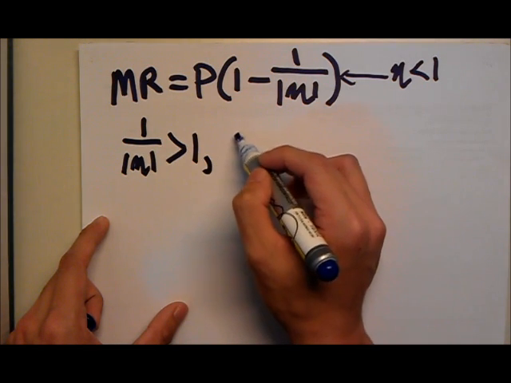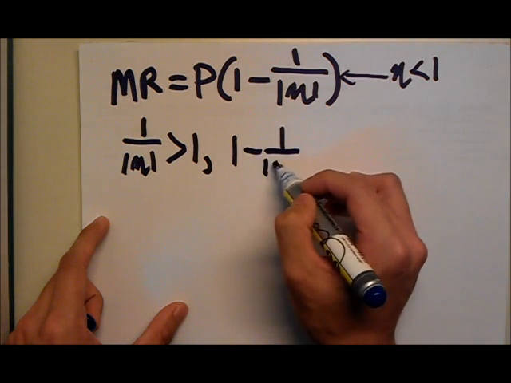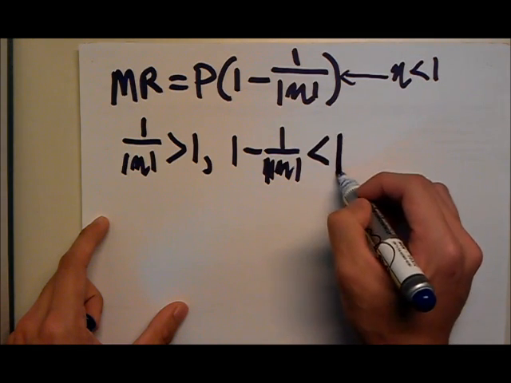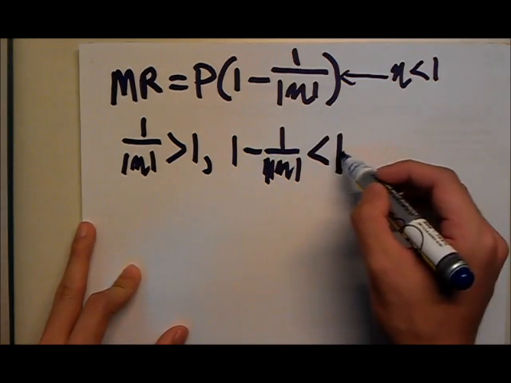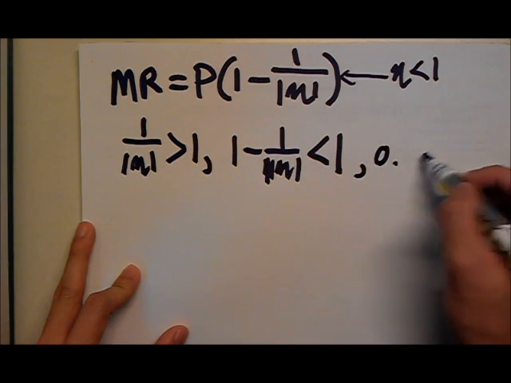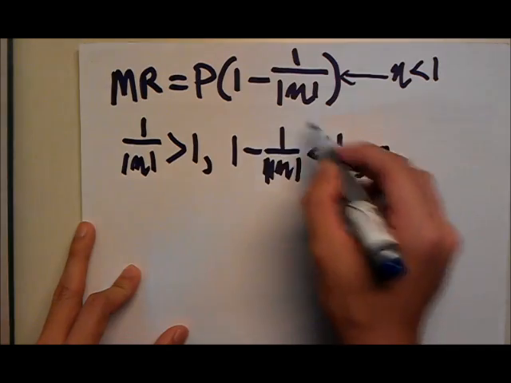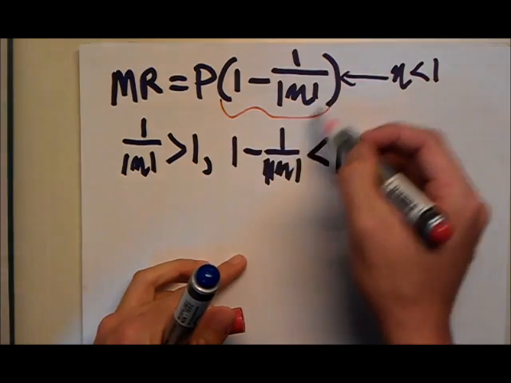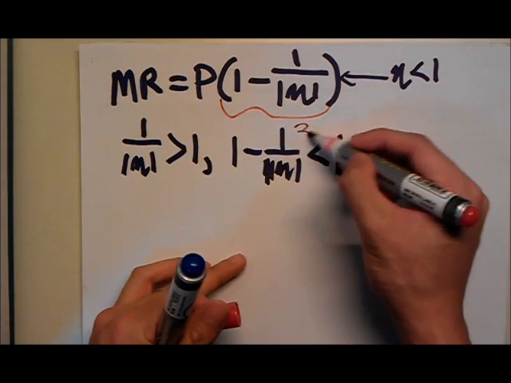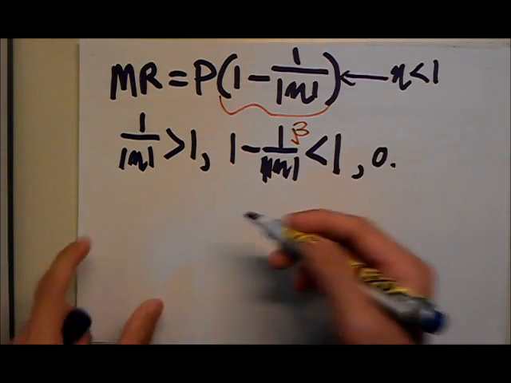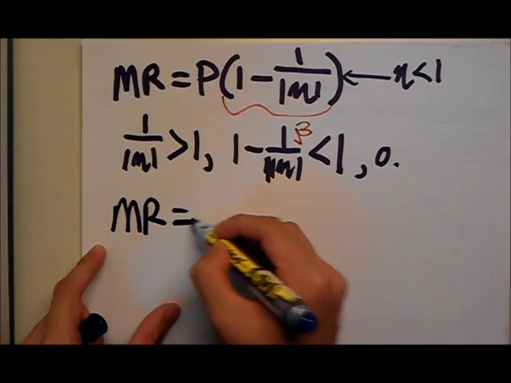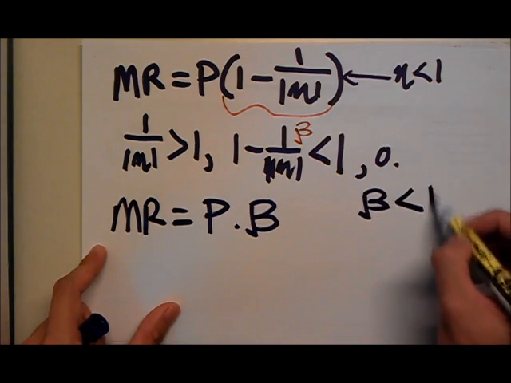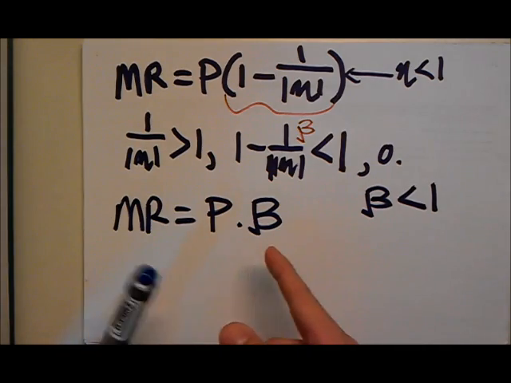And when this is such a case, the bigger equation, 1 minus 1 over price elasticity of demand, would have to be less than 1. Therefore, if it's less than 1, it has to be 0 point something. So this becomes a fraction. To make things easier, let's represent this whole thing over here by another alphabet, which is B. So now what we have is MR equals price multiplied by B, and we have to know that B here is less than 1. So B is always a fraction.